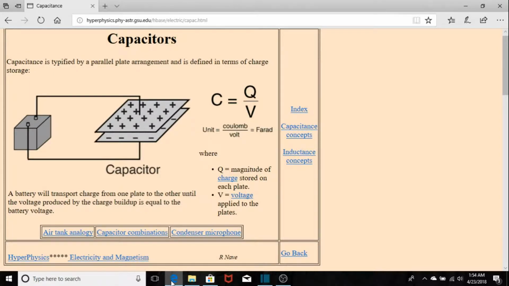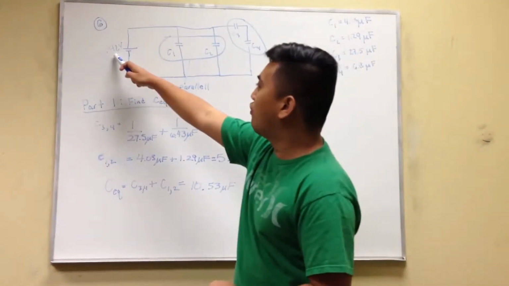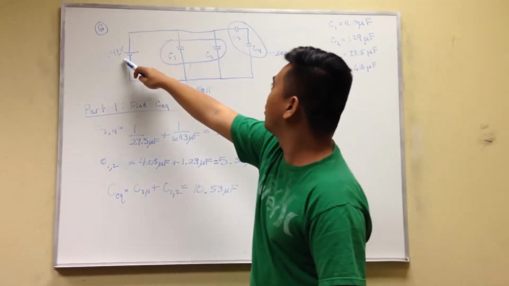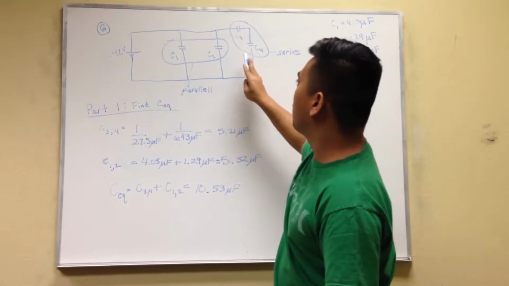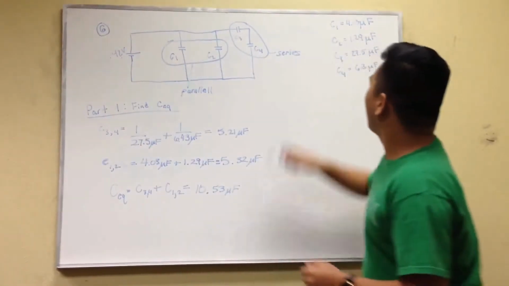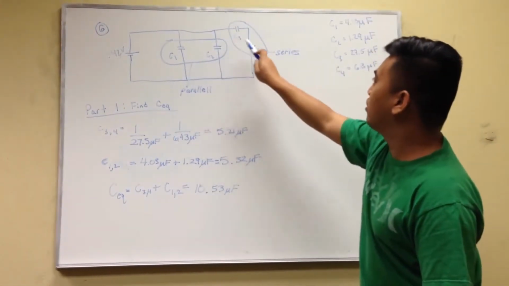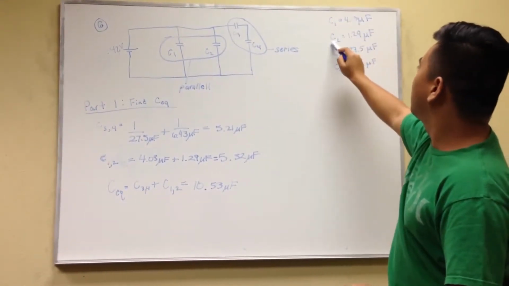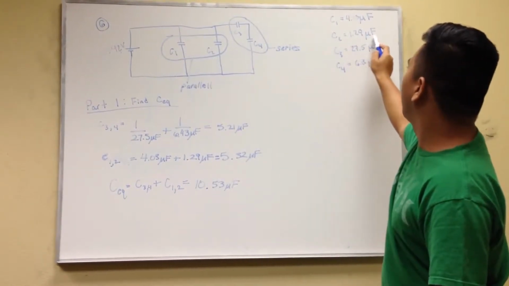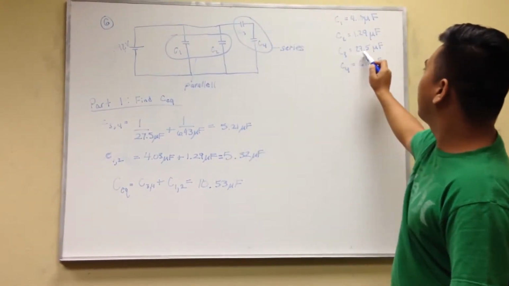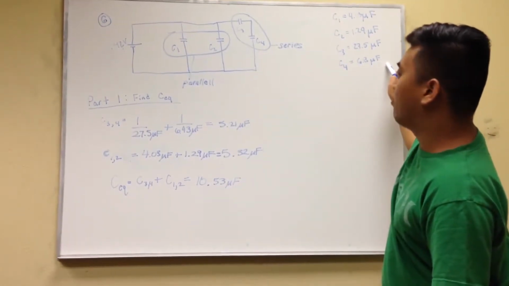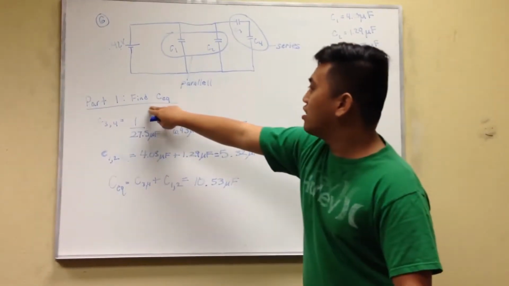So we're going to go ahead and get into this example right now. We have a voltage source of 42 volts. C1 and C2 are parallel with the voltage source, and C3 and C4 are parallel with all of those. These are our values: C1 we have 4.03 microfarad, C2 we have 1.29 microfarad, C3 we have 27.5 microfarad, and C4 we have 6.43 microfarad. Our goal is to find CEQ.